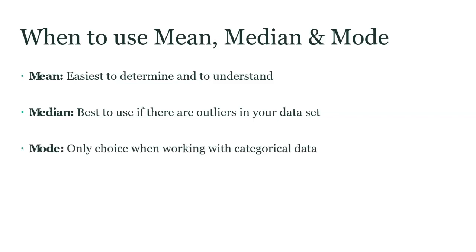And the mode, well, we aren't always using numbers, right? Sometimes our data is words. Sometimes it's categorical data. And in that case, we can't have a mean or a median. Our only choice when working with categorical data will be using the mode.